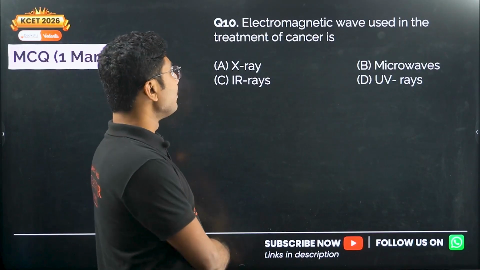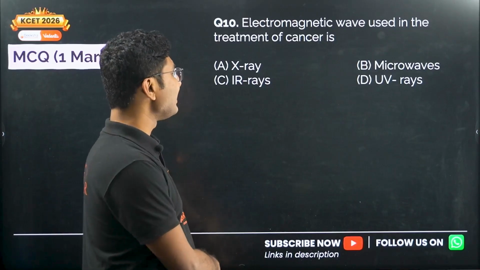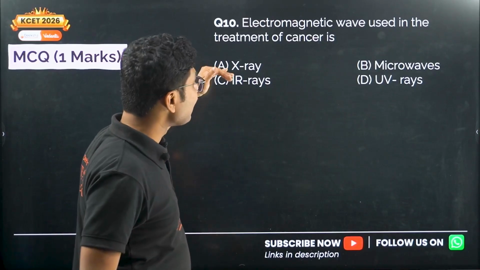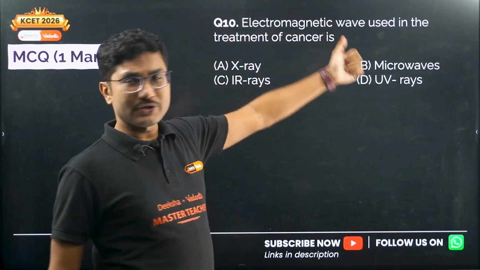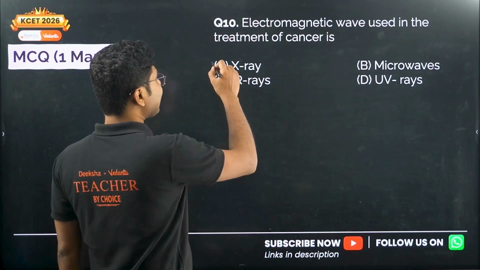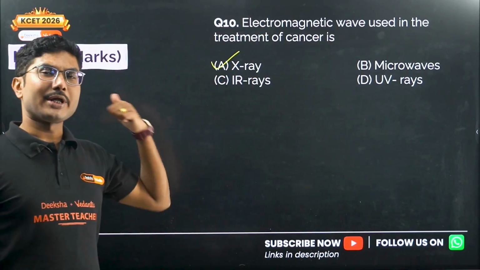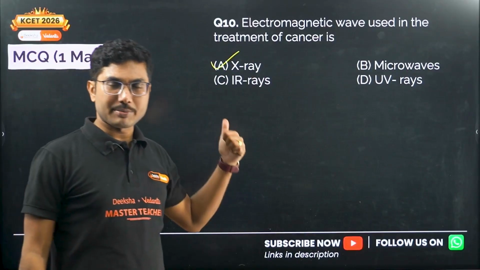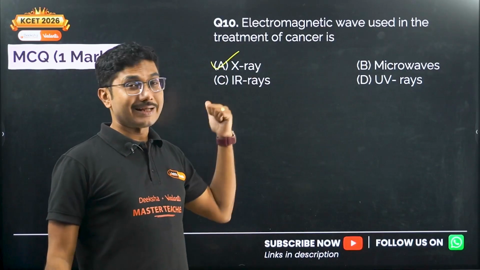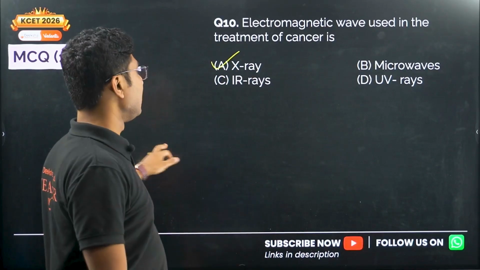Electromagnetic wave used in the treatment of cancer is, you can mention X-ray, you can mention gamma ray also. So here X-ray is given, so you will tick at X-ray. Either X-ray or gamma ray, both are used in chemotherapy, if you have heard the term. That is basically treatment of cancer.